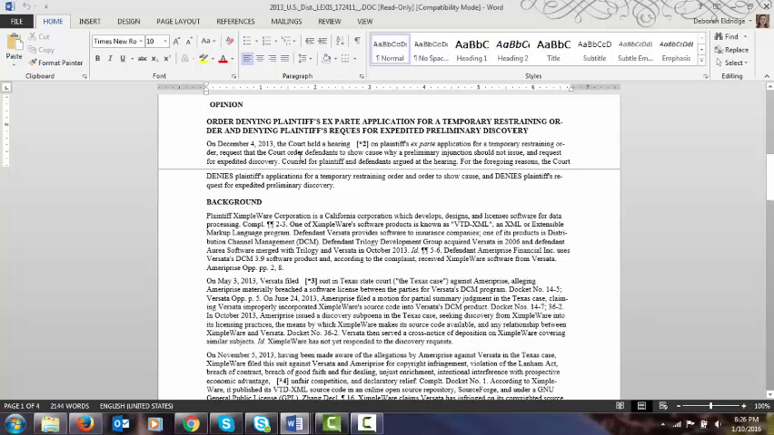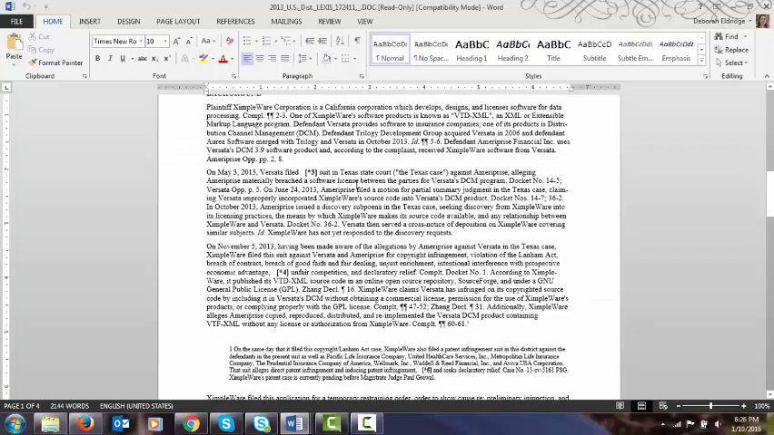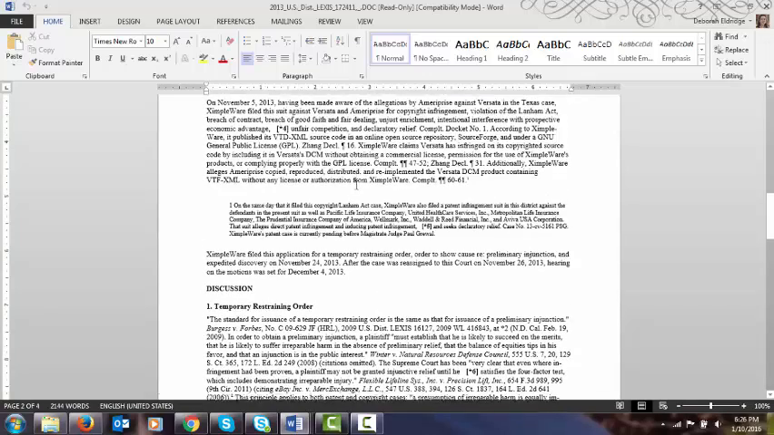So it talks about on December 4, 2013, the court held a hearing on plaintiff's ex parte application for a temporary restraining order and the other requests, and a request for the expedited discovery. Counsel for plaintiff and defendants argued at the hearing, and for the foregoing reason, the court denies plaintiff's application for a temporary restraining order and the order to show cause, etc. So now the court is looking at this on appeal.